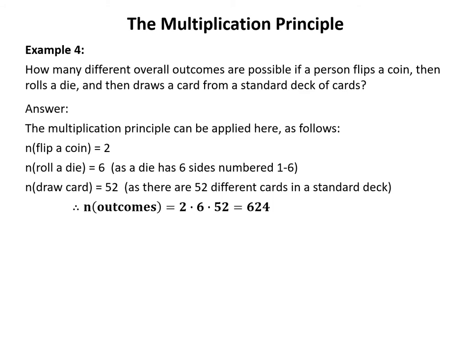In example 4, we're asked to figure out how many different overall outcomes are possible if a person flips a coin, then rolls a die, and then draws a card from a standard deck of cards. We assume here that we're using the standard items that we would know of. For example, a coin with two sides, a die with six sides, and a standard deck of cards which has 52 different cards. So if we flip a coin, then roll a die, then draw a card in succession, the multiplication principle can be applied as follows. Since the number of outcomes from the coin is 2, and 6 from the die and 52 from the deck, we simply multiply to get the answer. So we get 2 times 6 times 52, which equals 624 different outcomes.